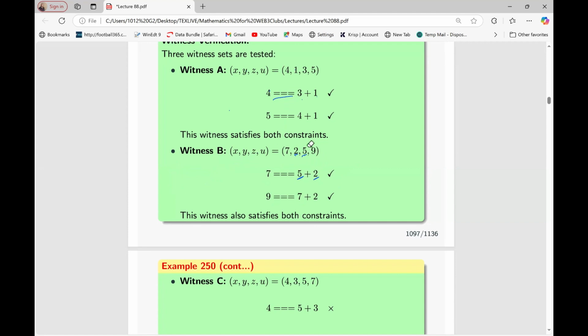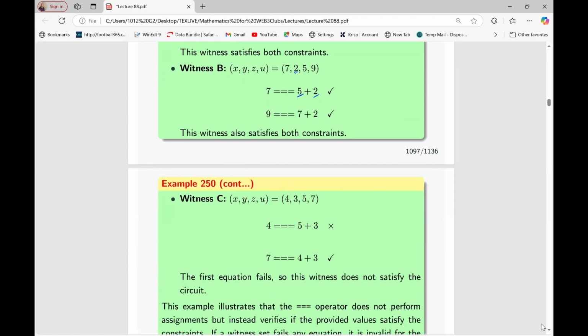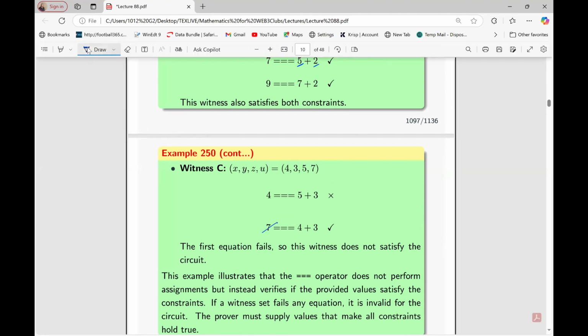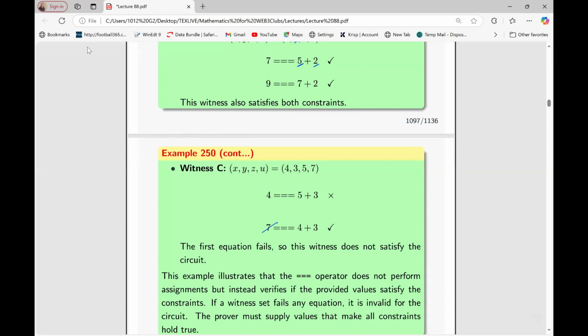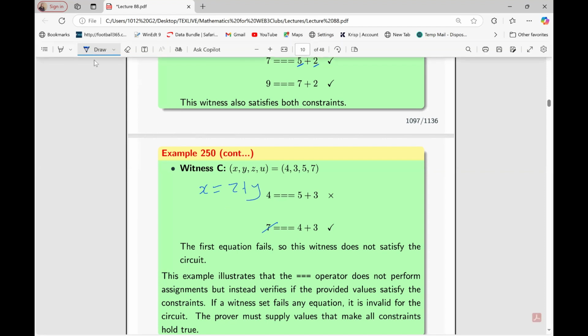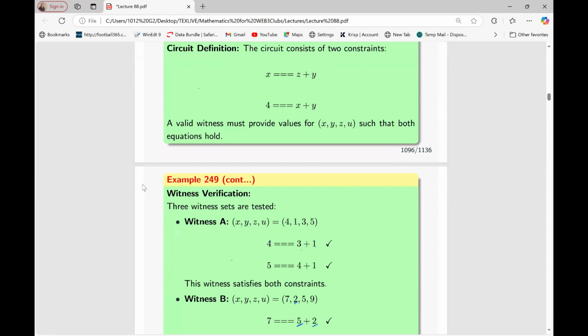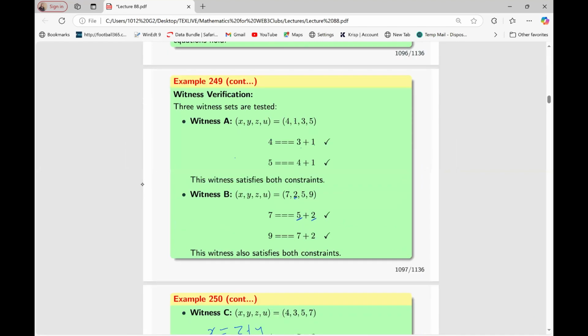But for the first example, the witness was correct. Let's look at this other example. Again, I made a mistake because this was supposed to be 5. But now, the other one was x is equal to what? Was it x is z plus y? Yes, x is z plus y. This is supposed to be 5 here. 5 is that.